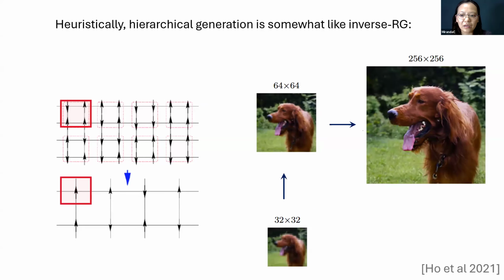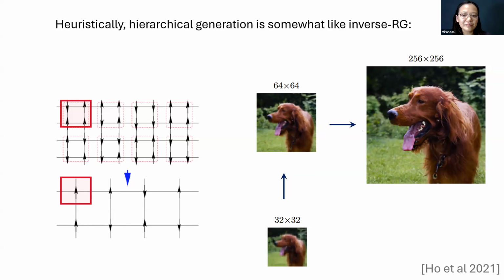Before doing that, going further into the heuristic direction, we could also see that heuristically, hierarchical generation is somewhat like inverse RG. Hierarchical generation is very powerful in all kinds of machine learning applications. Here I again take the example of generating small images, and then conditioned on that you generate a higher resolution image and so on. So it is literally somewhat like the inverse of doing real space RG.